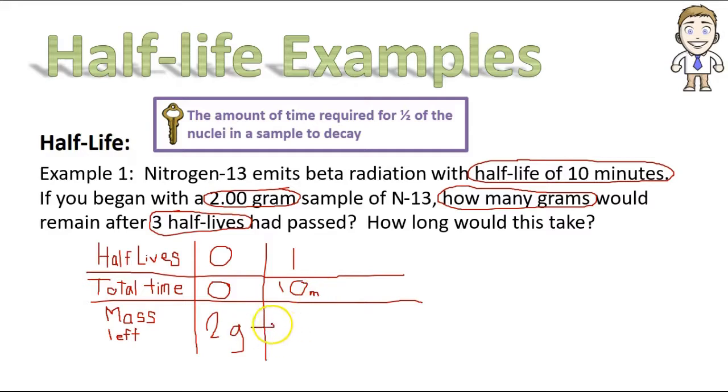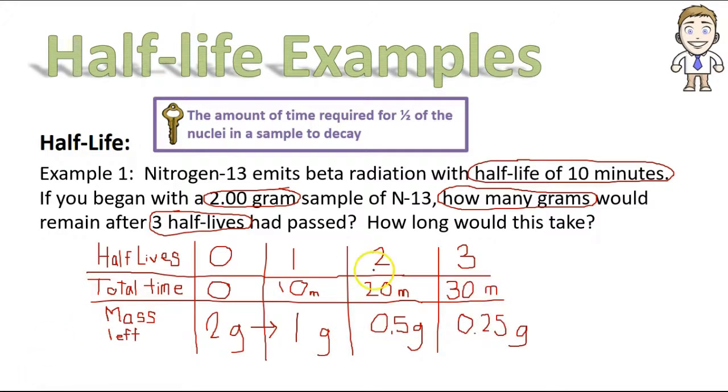And remember, the concept of a half-life is every time a half-life passes, the mass splits in half, so 2 grams simply turns into 1 gram. And then, since the question is asking about how many grams after 3 half-lives, go ahead and keep doing this same thing in the table until you're up to 3 half-lives. So after 2 half-lives, 20 minutes total has passed, and the mass splits in half again to 0.5 grams. And after the third half-life, an additional 10 minutes means 30 minutes has passed, and the mass splits in half again until there's only 0.25 grams left.